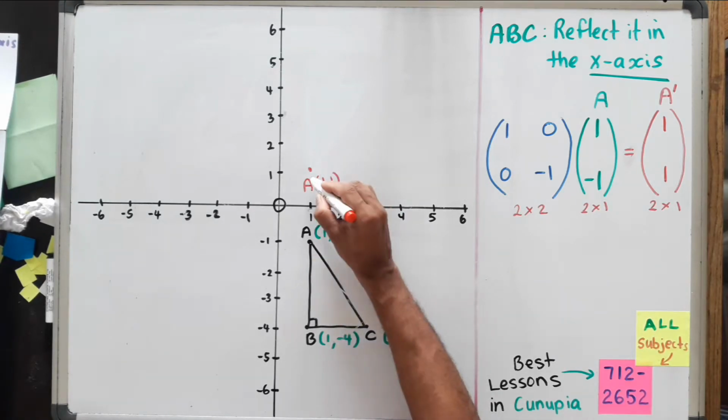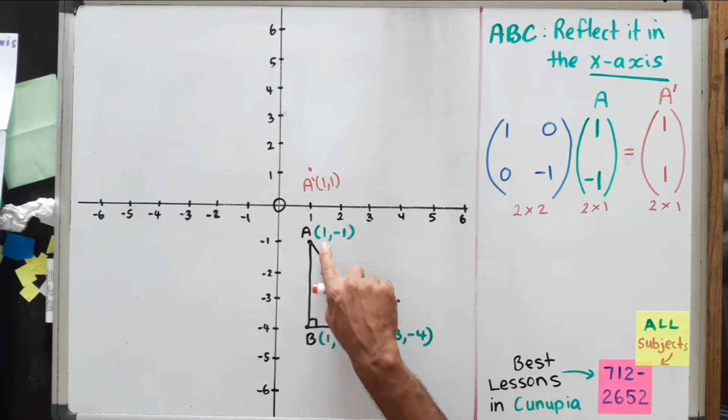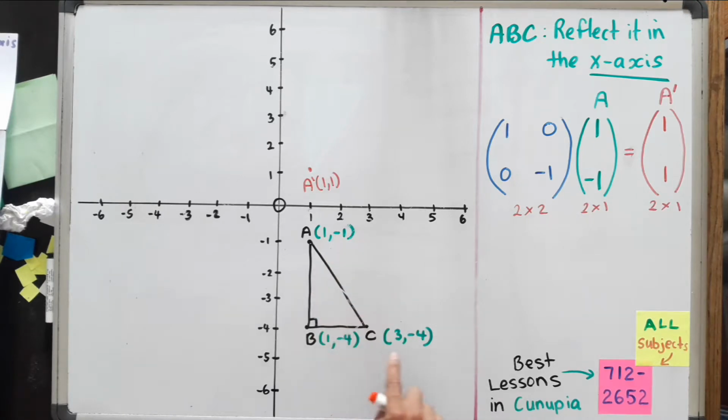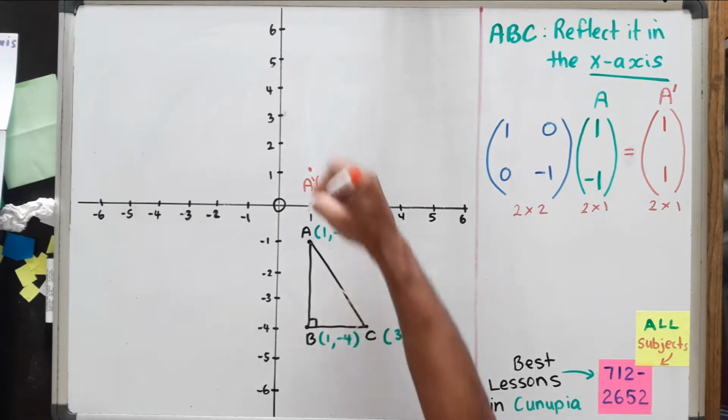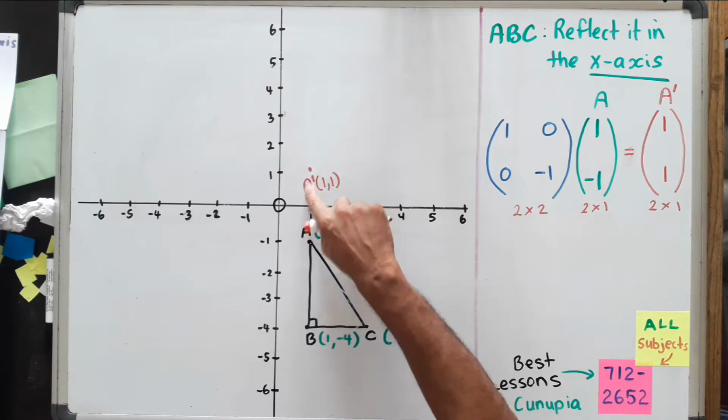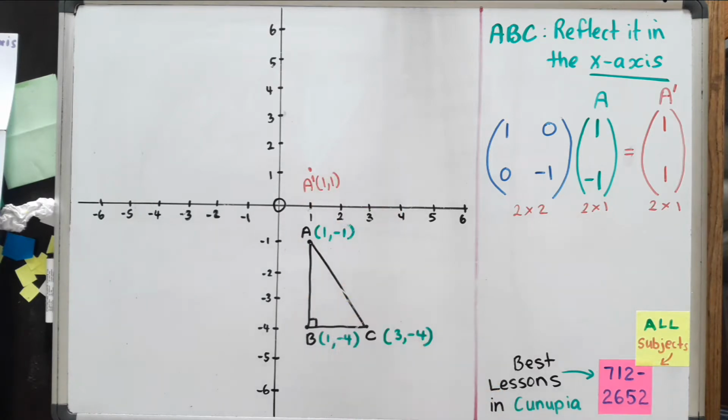You notice when I plot my points, I actually put the x and y coordinates next to it. Guys, please make sure you do that in the exam. You will lose marks if you don't. It's really, really important. And if the point name is A prime, put A prime, with a little dash.